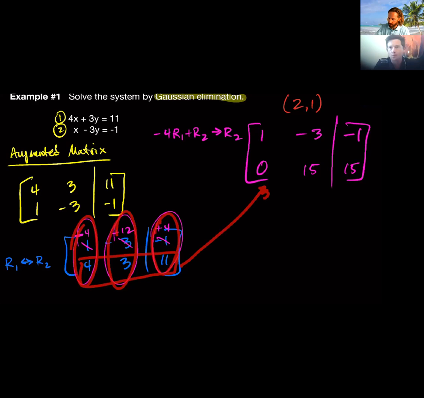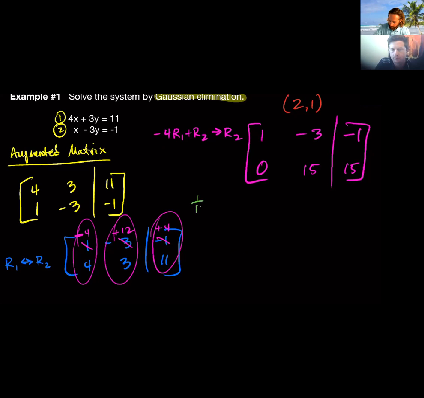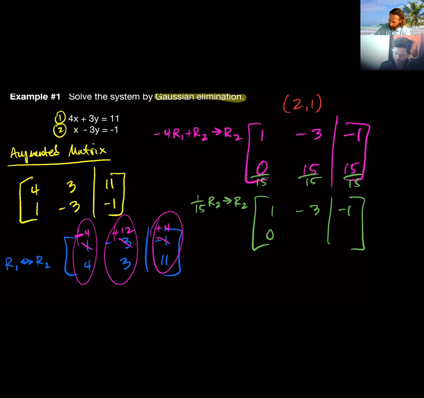And now what do I want to do to that equation 2 or row 2? Still all good with row 1. I'm not going to touch that, but I'm going to divide row 2 by 15 to get a new row 2, which gives me still a 0. But then I get a 1. Just divide everything by 15. And that gives me my column of ones with my 0 underneath.